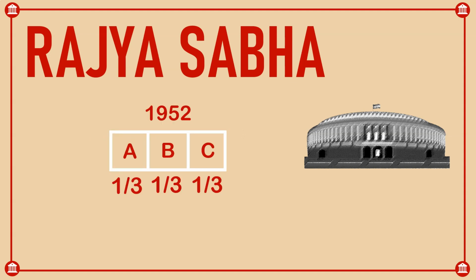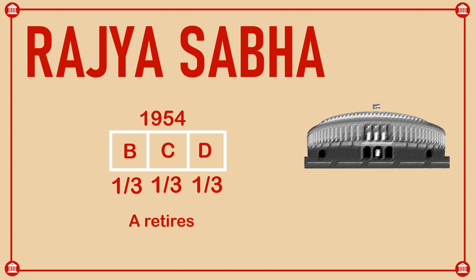And let's assume that this is what the Rajya Sabha looked like in 1952. This is what the House looked like. A, B, and C each represent 1/3 of the House. So 1/3 of the members are in A, 1/3 of the members are in B, and 1/3 of the members are in C. And all of these three combined together make one House. So in 1952, that was the first Rajya Sabha session, and it had members from A, B, and C.